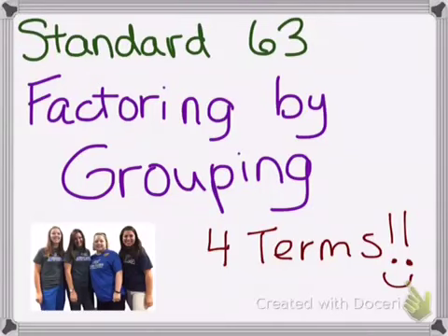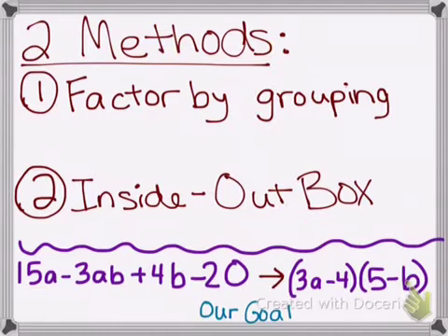Today we're going to factor 4 terms, and we're going to factor by grouping. And another method we're going to do is called the inside-out box. Similar to the box method that you use for multiplying polynomials, we're going to do that in reverse. So basically what we're doing is we're taking 1, 2, 3, 4 terms, and we want to make it look like a multiplication problem. Totally just going backwards through how we did multiplying polynomials.